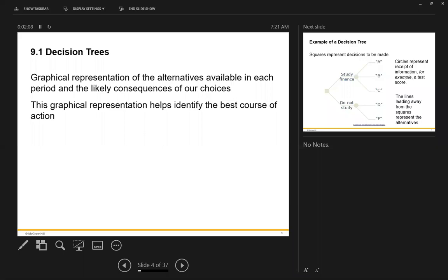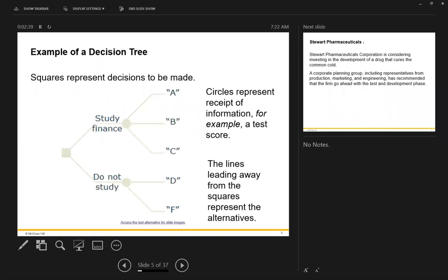As it states there, and as you saw in your book, these are graphical pictures of our alternatives available in each period and the consequence of our choices. So looking at the big picture in a graph, in a picture, will help us make the best choice and take the best course of action. Here's a very simple example of a decision tree.